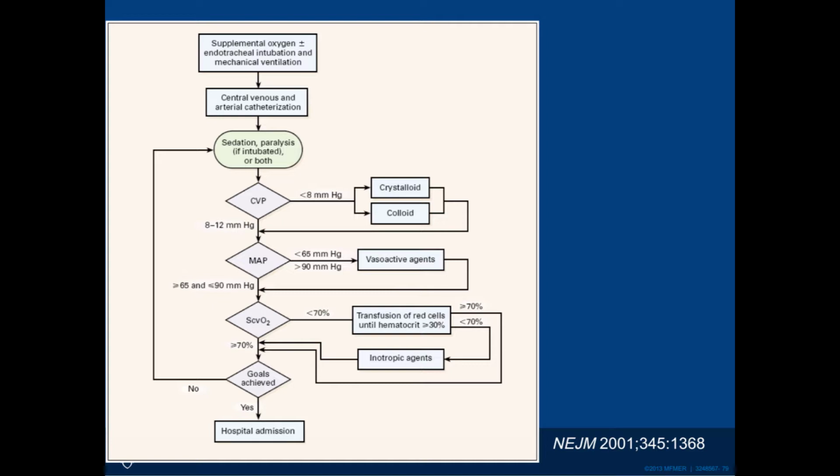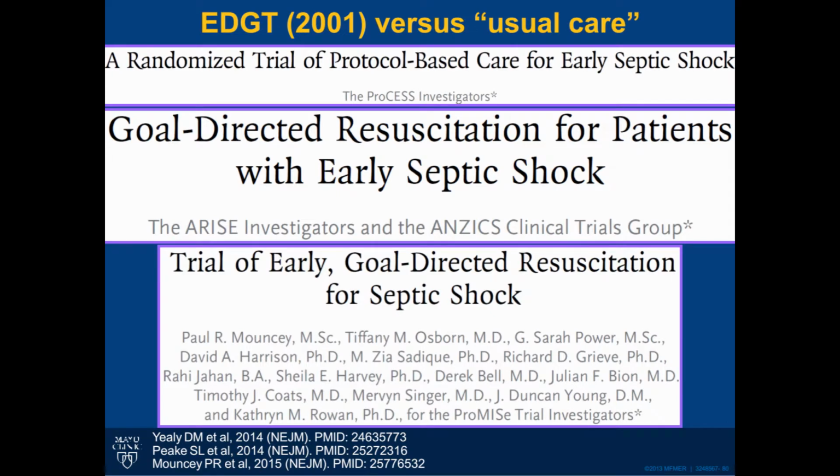Then they bundled into this a number of other measurements, including ScvO2, for example, which was controversial and no one knew if that affected the patient or not. But because it was within a bundle of care, it's very difficult to test and take out that one part of it to see how important it was. And it took us 13 more years to do that.